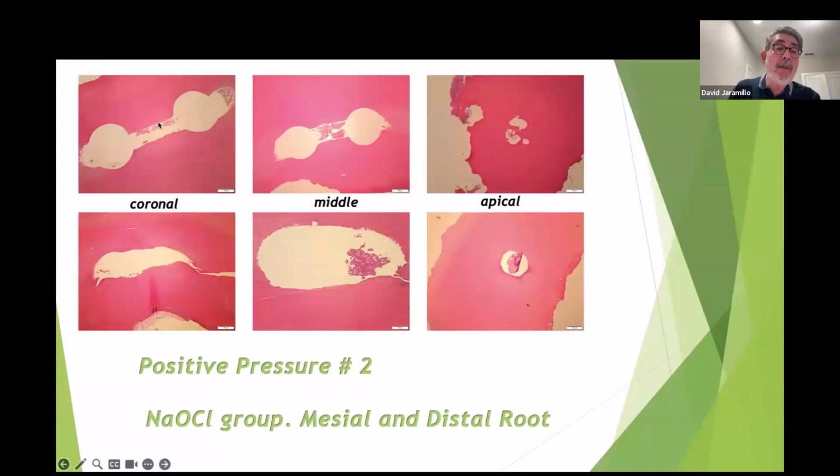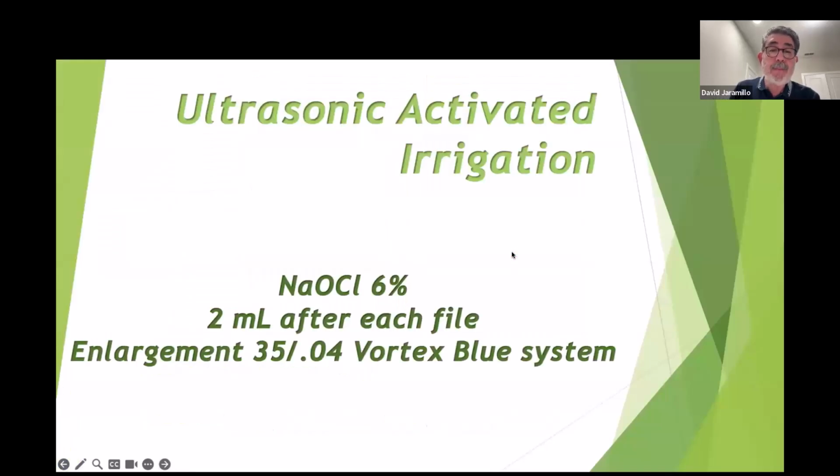This is another case. The pulp tissue is located in the isthmus area and the fins, in the coronal portion, the mid portion, and the apical portion with multiple foramens. We see the presence of pulp tissue there. This is the distal root canal. Some pulp remnants are still left behind within the root canal.